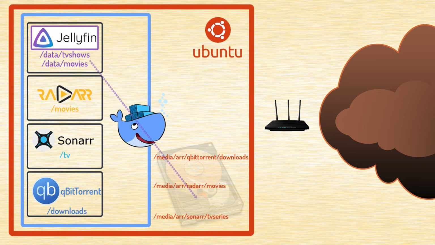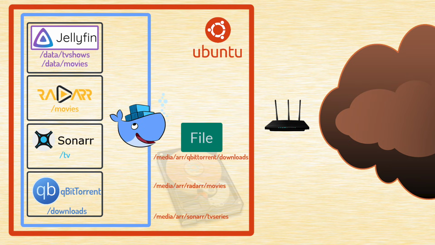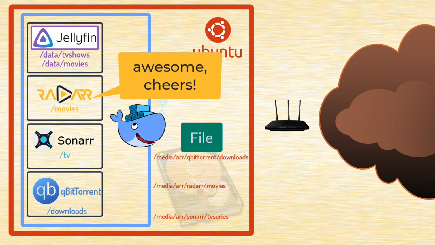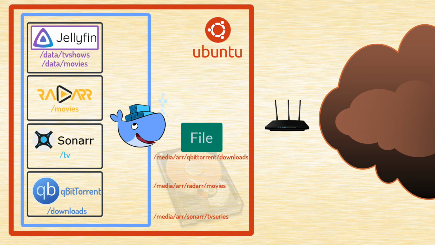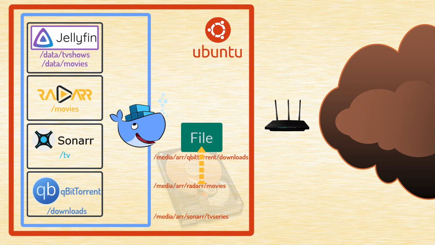Basically how it works, we search for example for a movie in Radarr. Radarr will send that request to qBittorrent. qBittorrent will download the file and it will place it in the media r qBittorrent downloads folder. It will inform Radarr then that the file has been downloaded, and at this point Radarr will create a so-called hard link in its movie folder. And that hard link will point to the file that is in qBittorrent downloads folder.